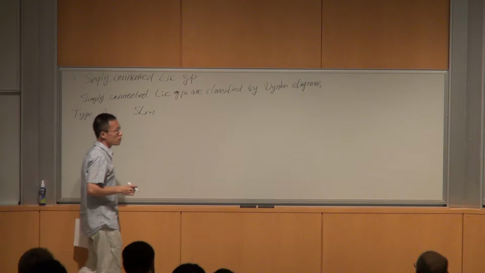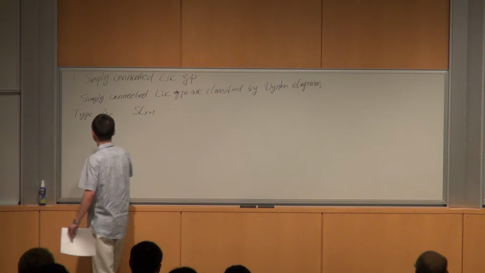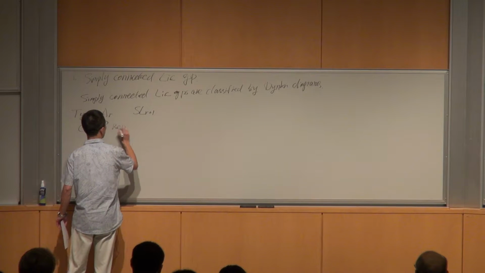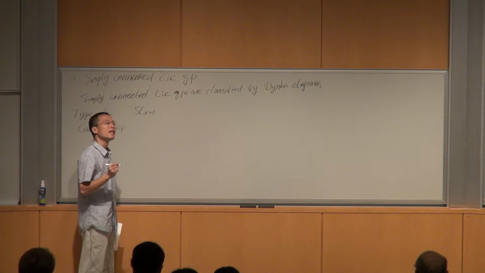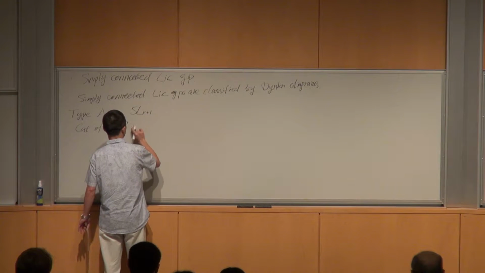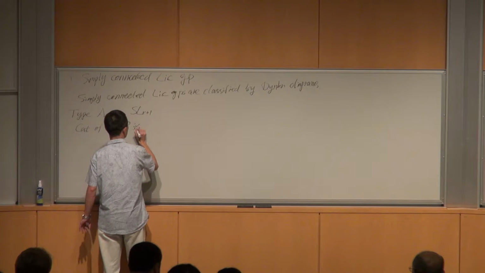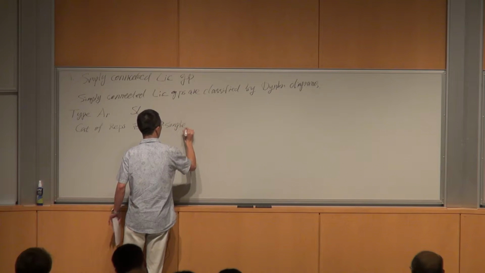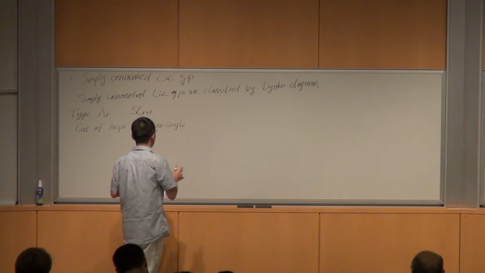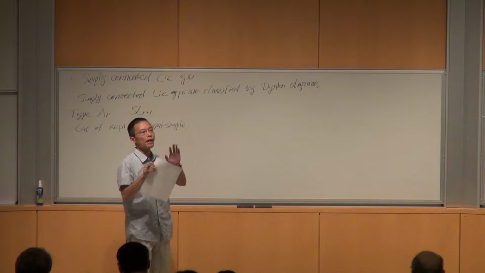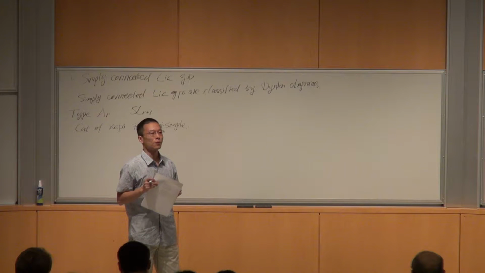So the category of representations is very nice. They are abelian categories, and the most important one is they are semi-simple. Representations are semi-simple. So that means each representation is going to be a direct sum of irreducibles. So the question is, what about irreducibles?